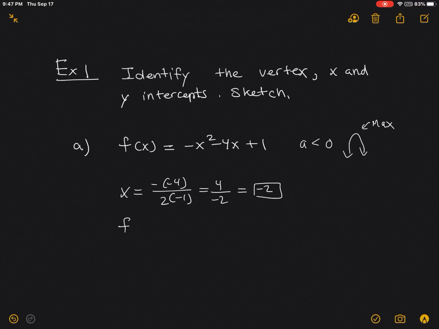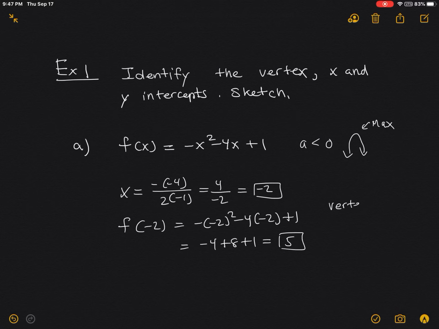To get the y value of the vertex, you could simply plug it back in. Over here, you're going to get negative 4 plus 8 plus 1. 9 minus 4, of course, is just 5. So I have the vertex. It's located at negative 2 comma 5.